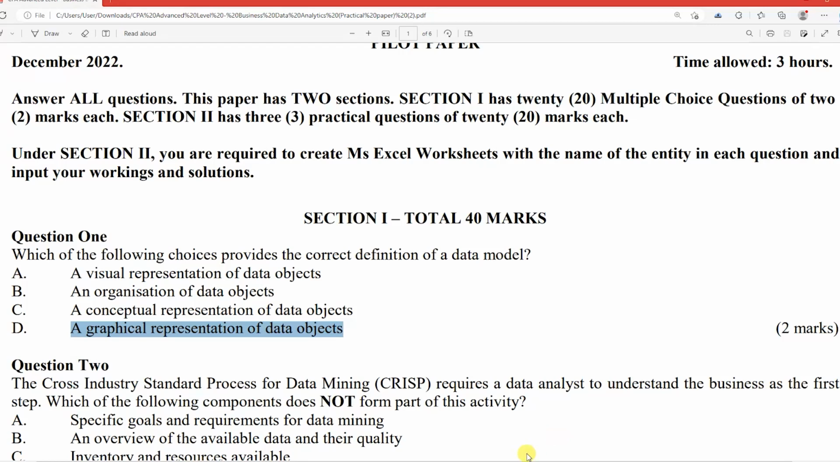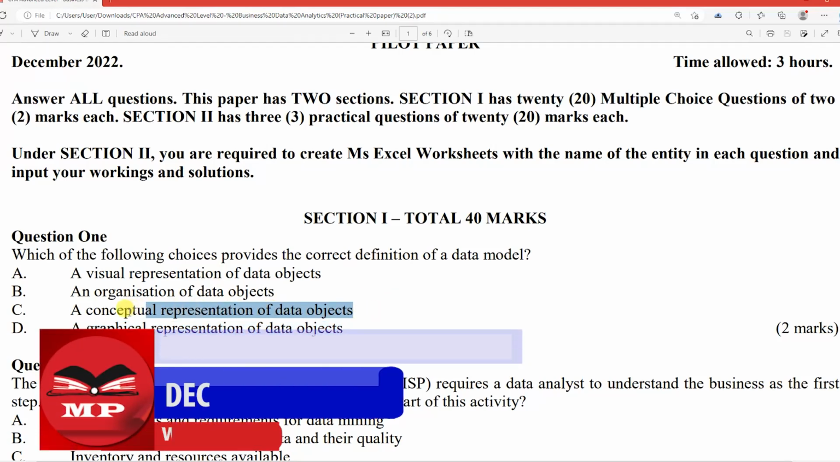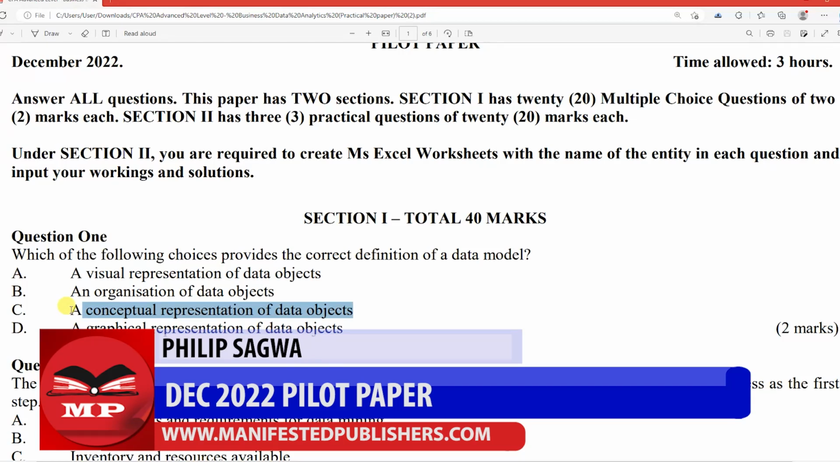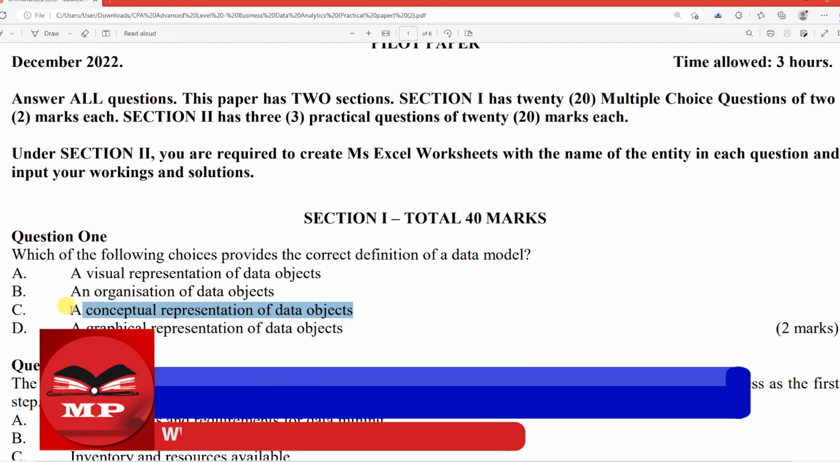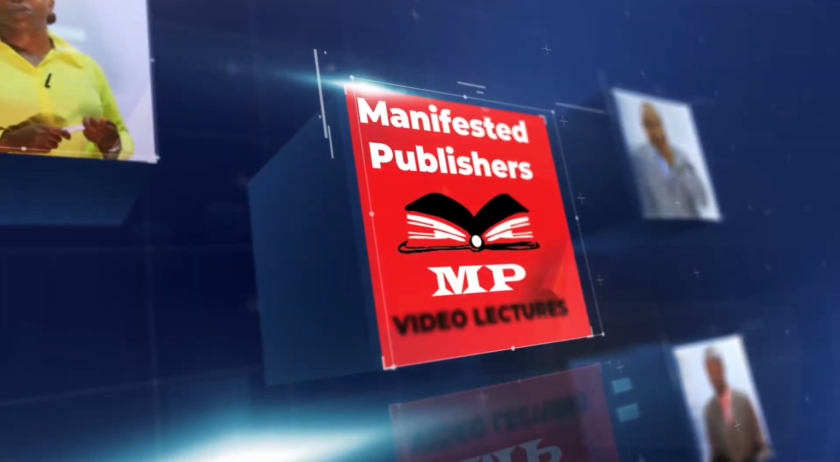So the graphical representation is just one way to visualize and understand the data model, but it's not the only way or the most important aspect of it. And therefore, option D is not the correct definition of a data model. The answer is C. So August pilot paper, business data analytics question 1, answer is C.